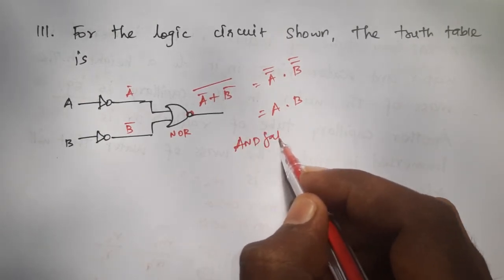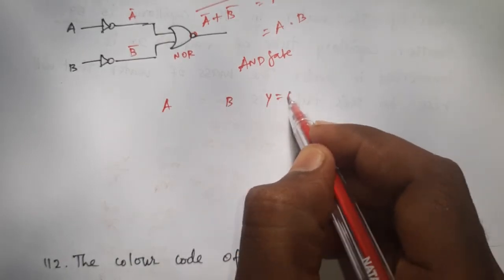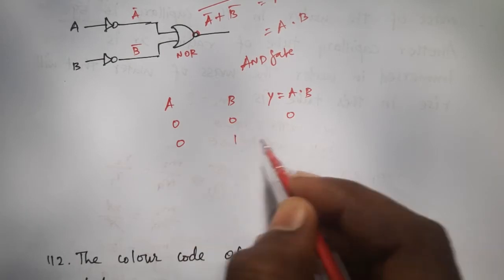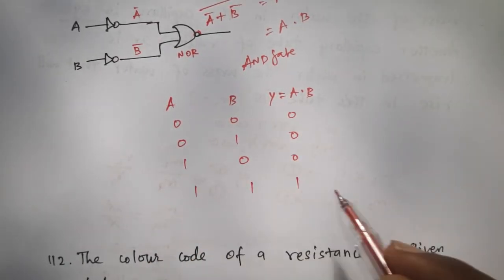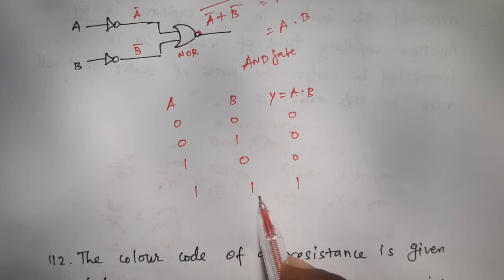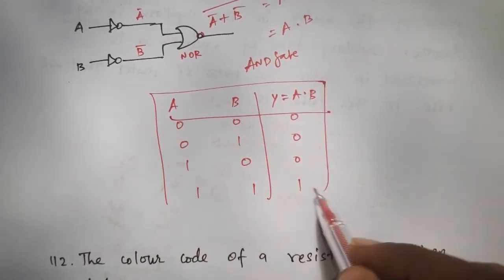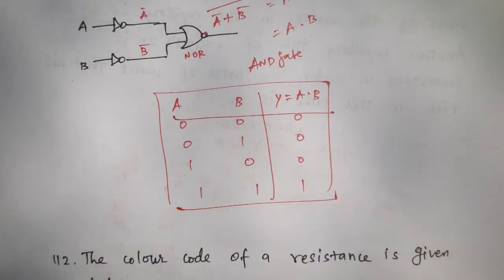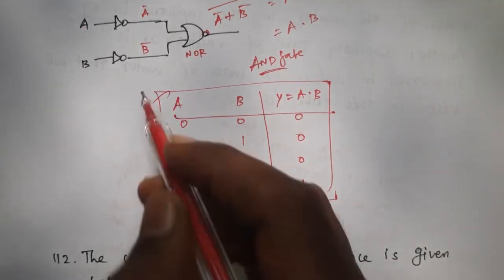So the AND gate output is A, B, Y. Y is equal to A and B. So 0, 0, 0; 0, 1, 0; 1, 0, 0; 1, 1, 1. So when all the inputs are 1, the output is 1. So this given circuit diagram represents the AND gate. This is the correct option, the fourth one.